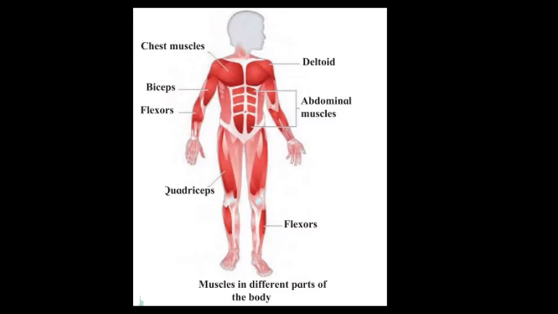So, if you see a human body, there are the muscles on the upper arm, which are called the biceps. You have the muscles at your back, that is called the triceps. We have the abdominal muscles. We have quadriceps. We have flexors, chest muscles, deltoid. So, the people who are into bodybuilding, they work on these different types of muscle and they try to tone their muscles so that they can maintain a proper physique in their body.